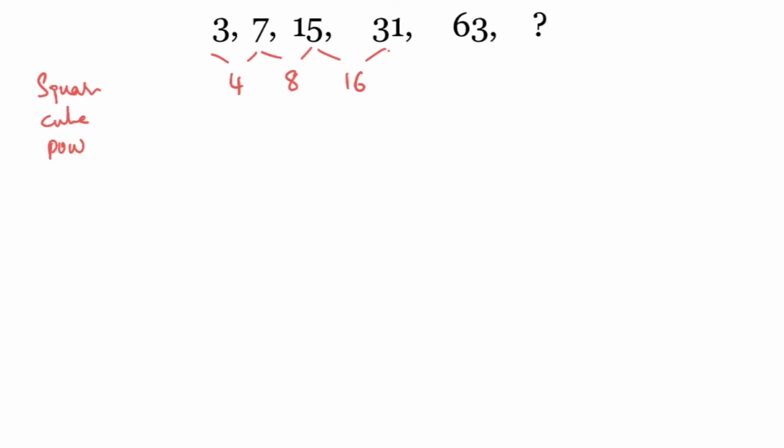7, 15: the difference is 8. 15 plus 16 is 31. 31 plus 32 is 63. 63 plus, we need to find the next difference. If you see the differences, they are 4, 8, 16, 32.